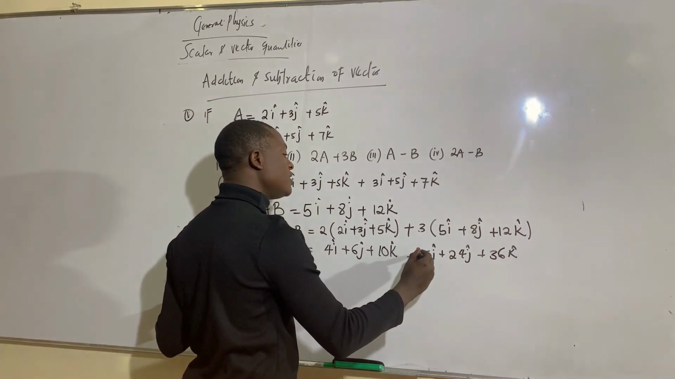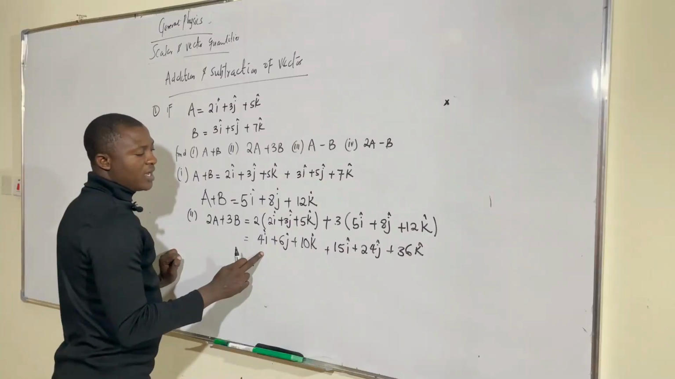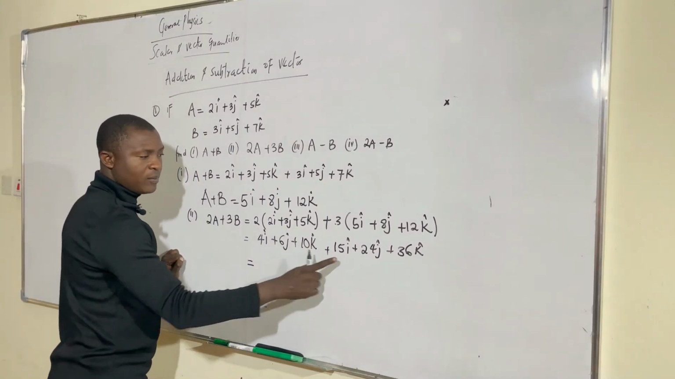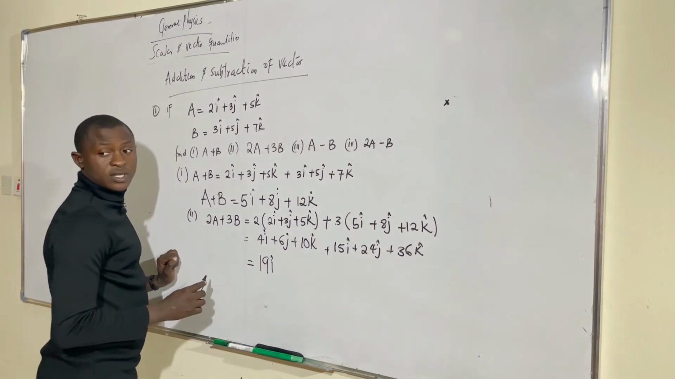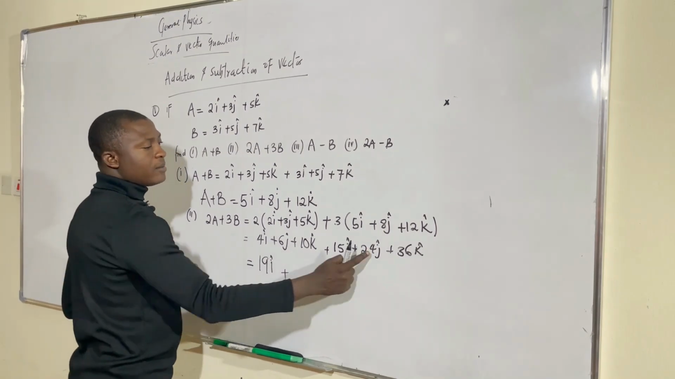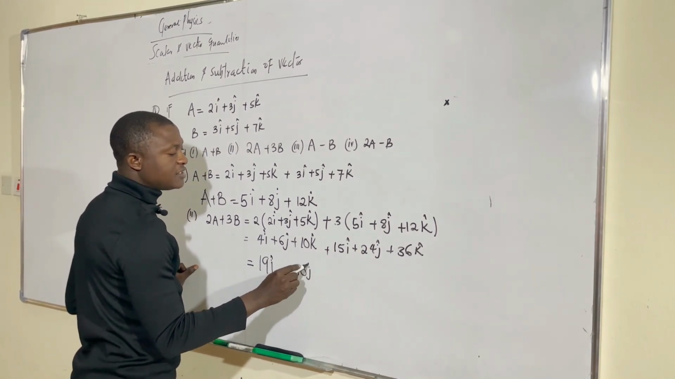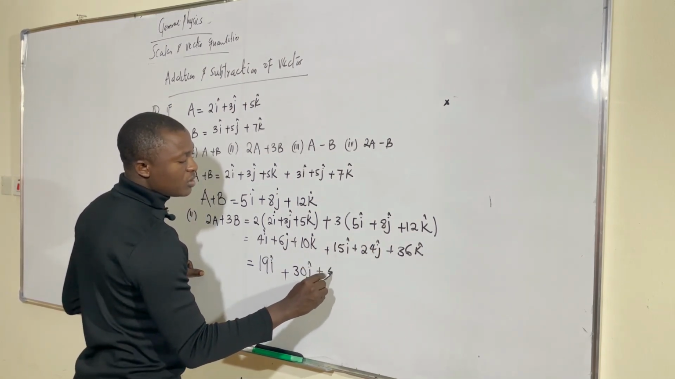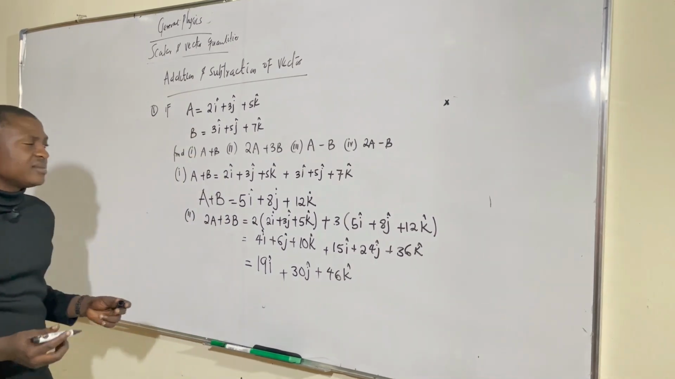You can see. So the next thing for me to do now is to add the ones that have the same direction together. So here I can have 4i plus 15i. You know, i is for i, right? So 4i plus 15i, of course, I can have 19i. You understand? So now the next one is 6j plus 24j. Of course, I will have 30j. So 10k plus 36k, definitely, we are going to have 46k. So you can see that one is very simple and straightforward.